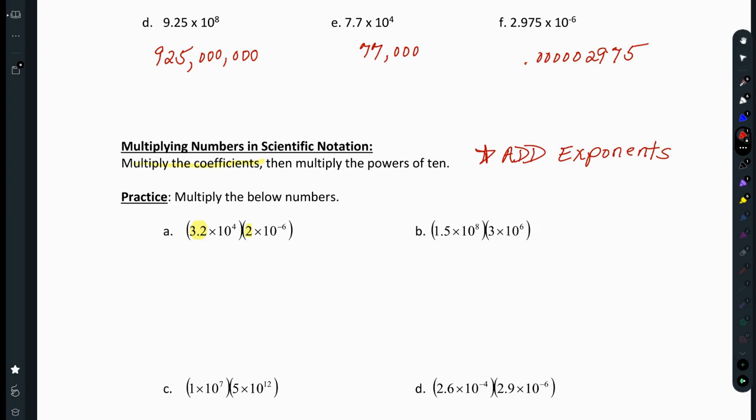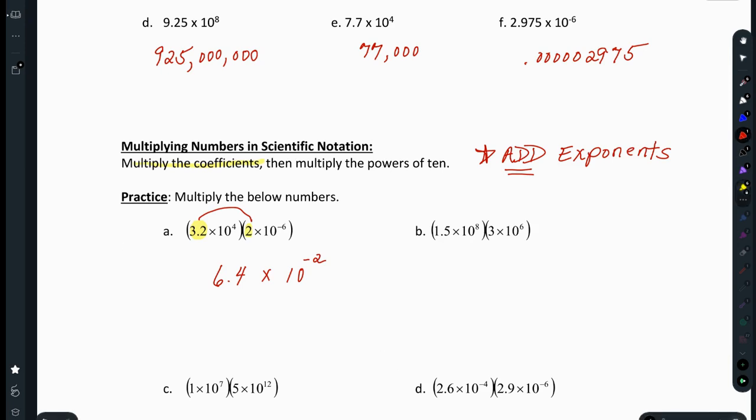All right, so we're going to multiply 3.2 times 2. When we do that, we get 6.4. So we took care of this part of it. And now we are going to multiply by 10. Now the question is to what power? And as we said, when we're multiplying and we have exponents, we're going to add the exponents. So 4 plus -6 gives me -2. Done.